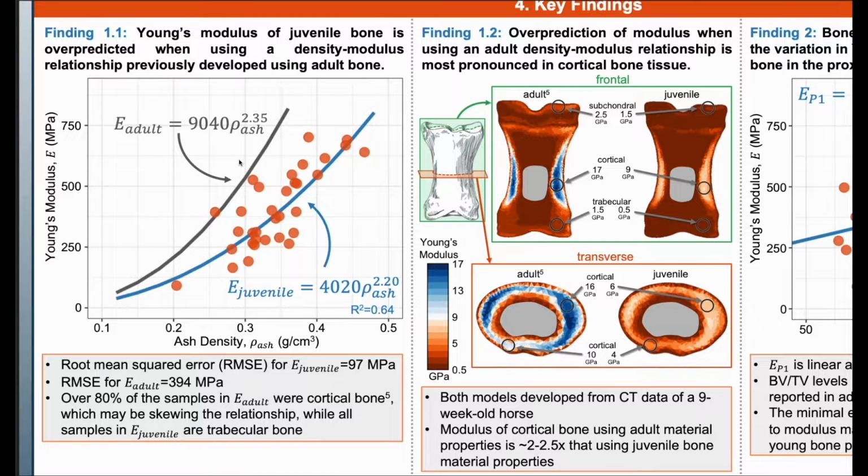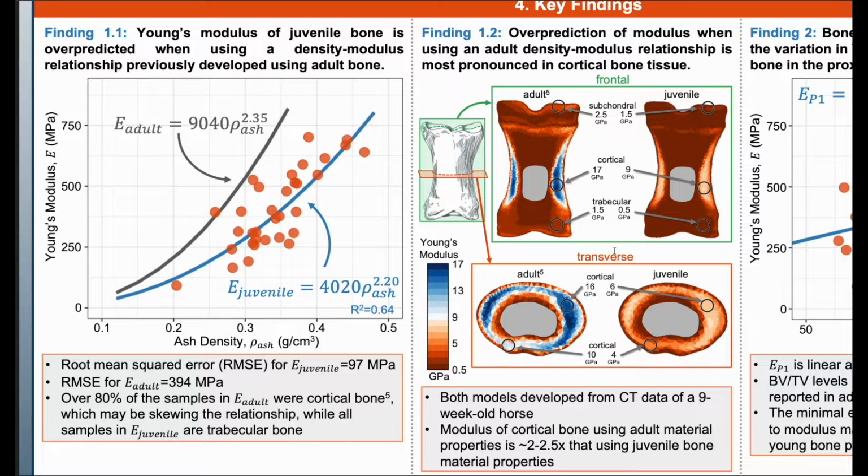One thing that may be affecting this offset, or the disparity between these two relationships, is that 80% of the samples for this adult density modulus relationship were cortical bone. They did test trabecular samples, but they found no significant difference in the density modulus relationships when those bone types were separate or grouped, whereas in our samples, all of our samples are trabecular bone. So that could be affecting some of this.